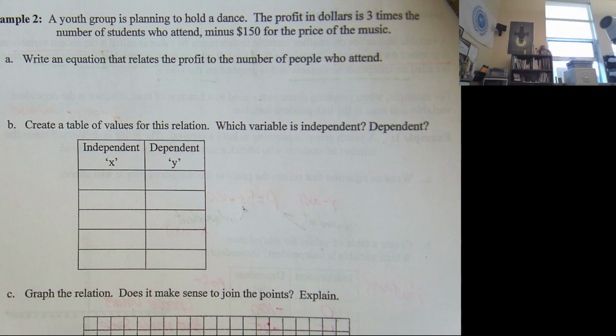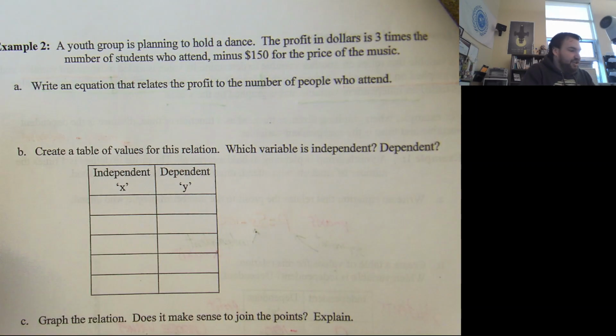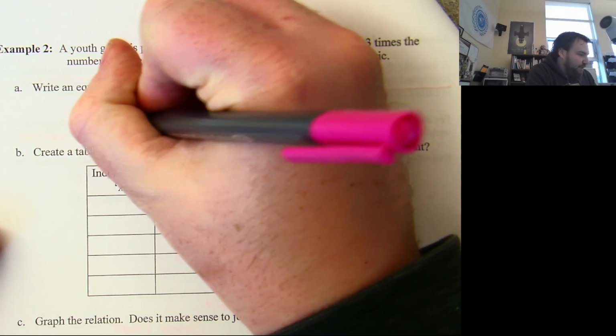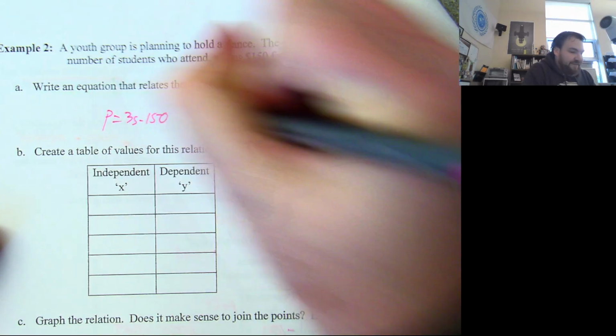Okay, let's talk about this, guys. When I assign you homework, have you done all of the things I've wanted you to do? Okay, here we go. Lots of you have the equation. That's great. You said P equals 3S minus 150.